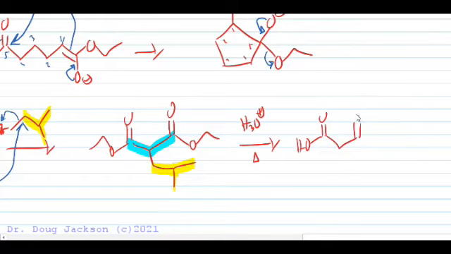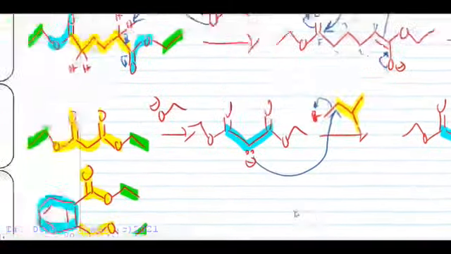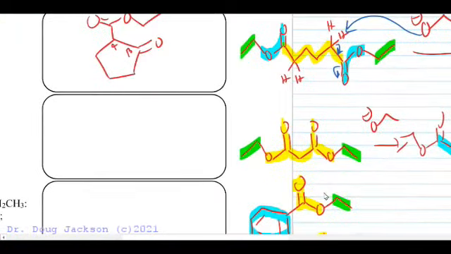hydrolyze the esters, and then the heating will decarboxylate one of the carboxylic acids that results from reforming the malonic acid. Okay, so the final product here, after the decarboxylation, we're going to have the carboxylic acid, the alpha carbon, and then the isobutyl group. So overall, 1, 2, 3, 4, 5 carbons with the methyl group added as well.